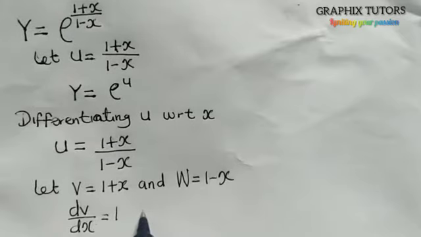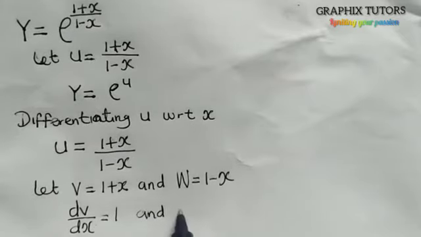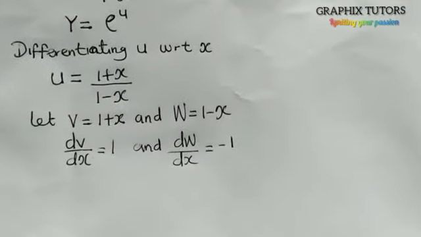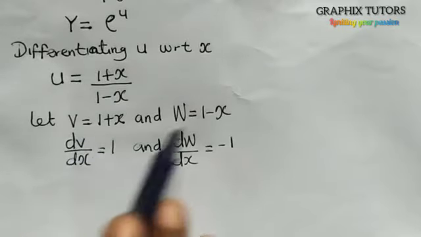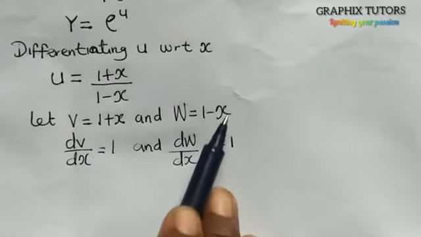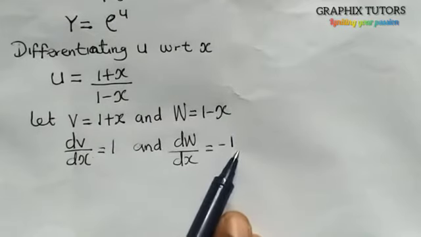And dw over dx will give me minus 1 when you differentiate that using your normal mode of differentiation. Because this is a constant, this will become 0. So we differentiate x, we have 1, and there's a negative there, so we have minus 1.